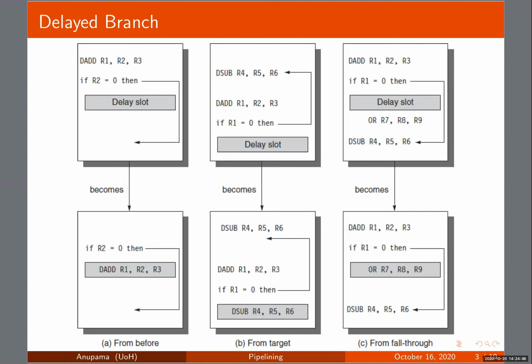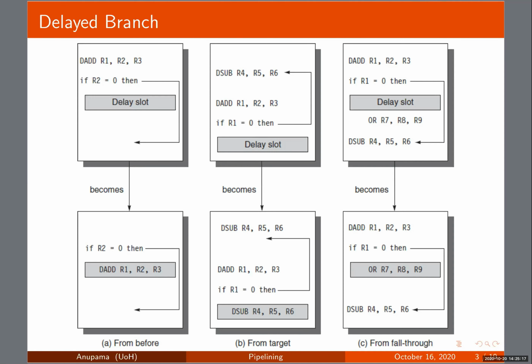No, the thing is that if you can find such an instruction which you can move in after the branch, it is very nice. But under all circumstances, we may not find such instructions because we may find that all instructions depend on each other before the branch. And the branch instruction depends on some previous instruction, right?